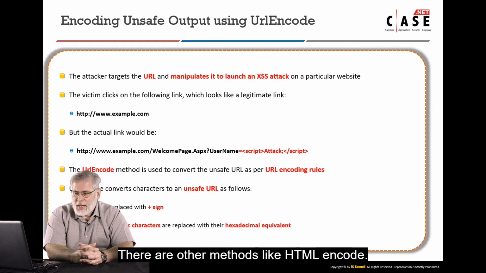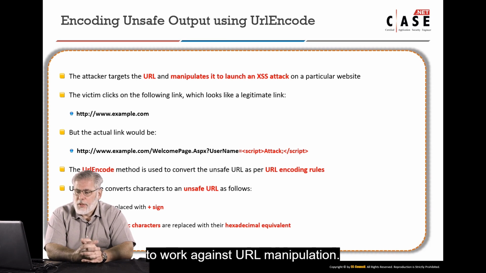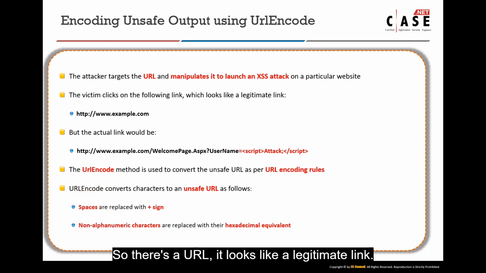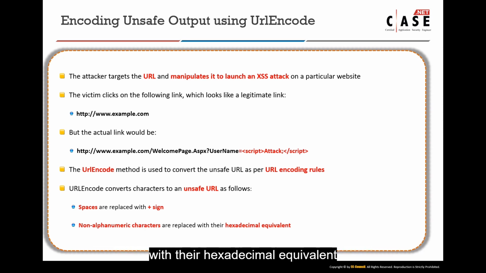There are other methods like HTML encode. The URL encode is used specifically to work against URL manipulation. So there's a URL, it looks like a legitimate link. However, buried in the link or other things. And what we see here is a simple website, example.com. That's what the user thinks they're clicking on. But underneath it, there's actually an attack script. The URL encode method would prevent that. Any non-alphanumeric characters are actually replaced with their hexadecimal equivalent, preventing the script attack.